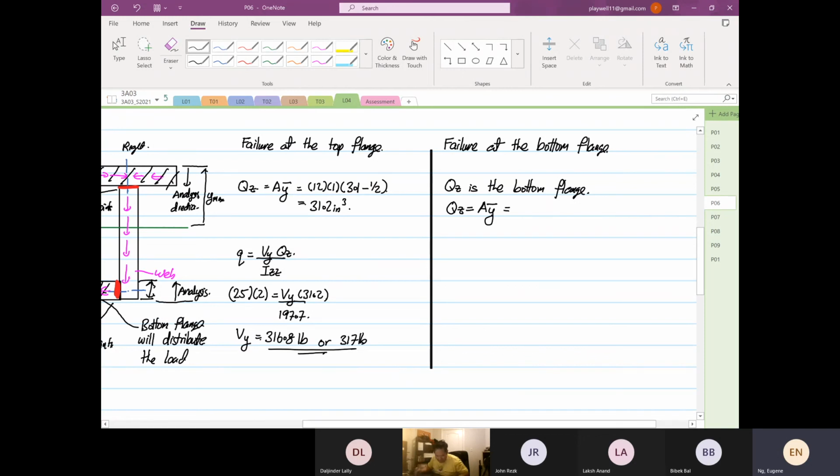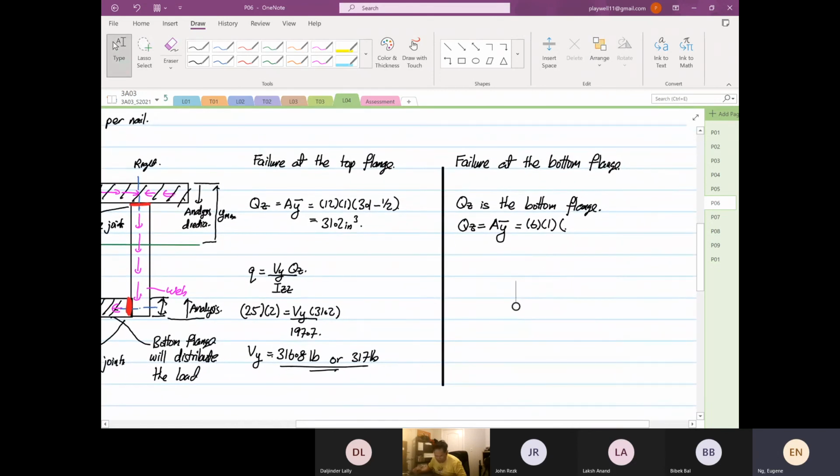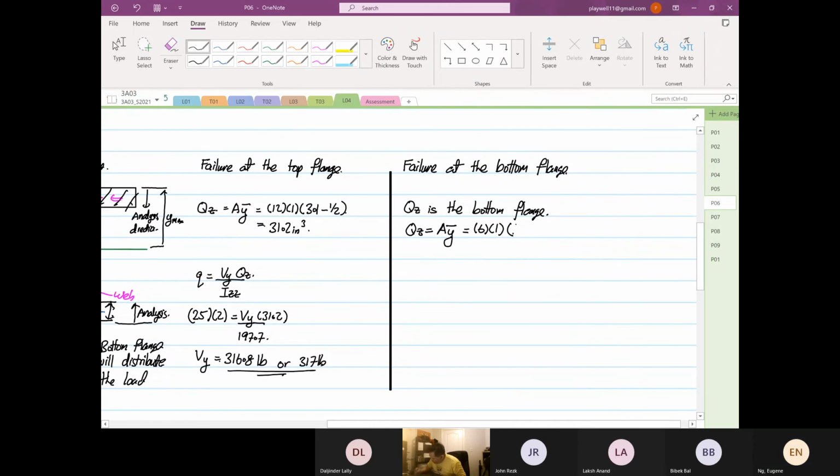So the width is equal to 6. The depth is 1, and the top flange is 3.1. So the entire height is 7 minus 3.1 minus 1 divided by 2. Okay, so 7 minus 3.1 minus 0.5, times 6 times 1, is equal to 20.4 inches cubed.